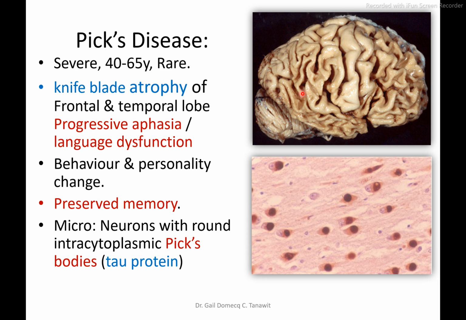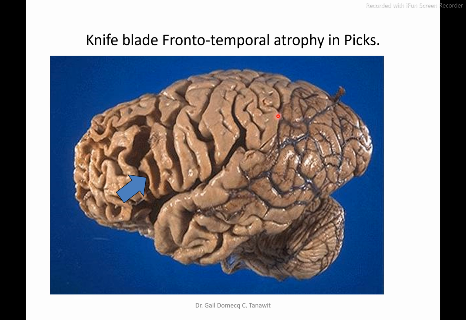Microscopically, as you can see in here, there would be neurons with round intracytoplasmic Pick bodies. So parang nabundak, parang nabusog. Those are your tau proteins. So these are your frontal and your temporal lobes. Just an orientation: this would be the anterior side, this would be the posterior side because this is your cerebellum. This is the cerebellum, this is the frontal. So we have this knife-blade atrophy seen in Pick's disease.